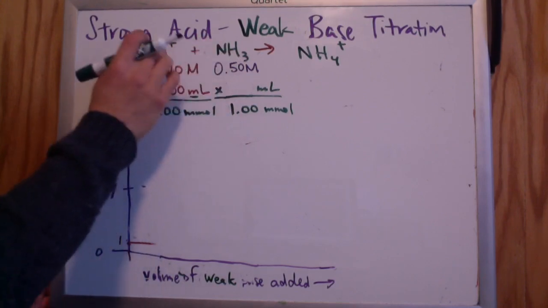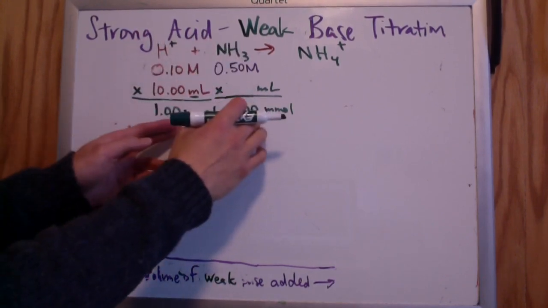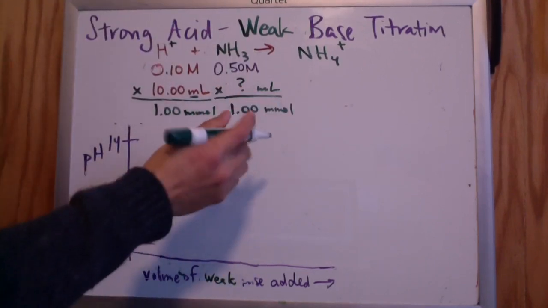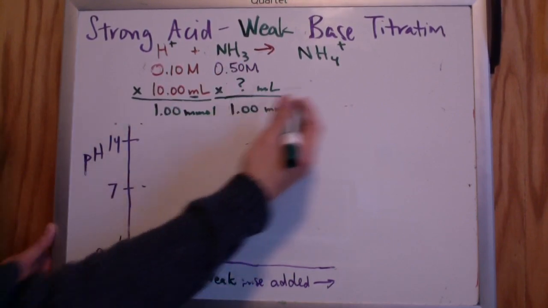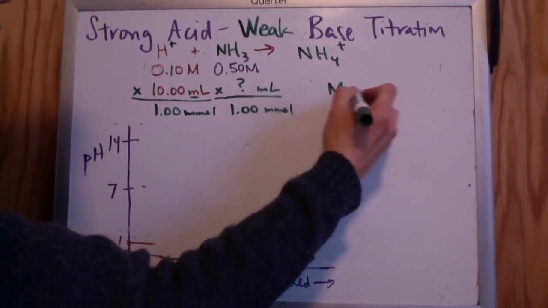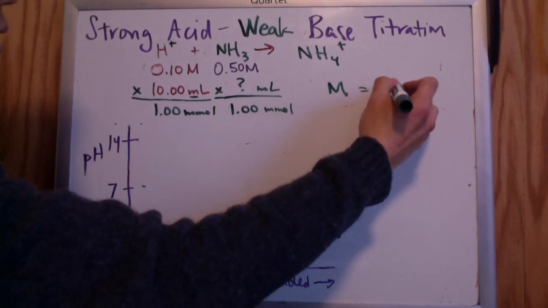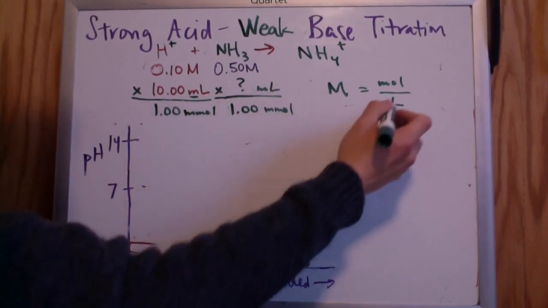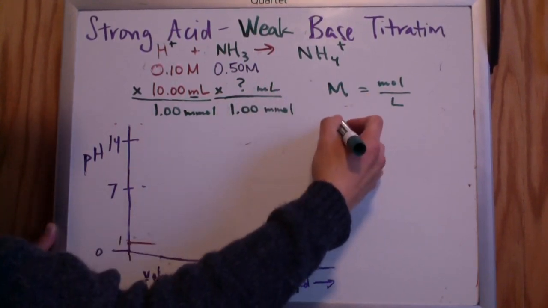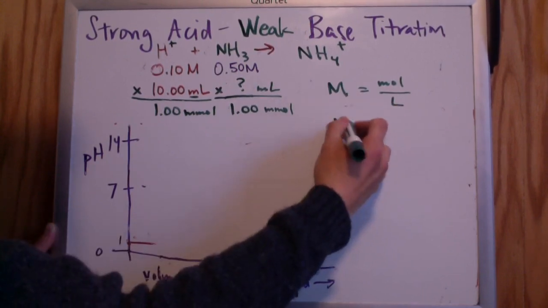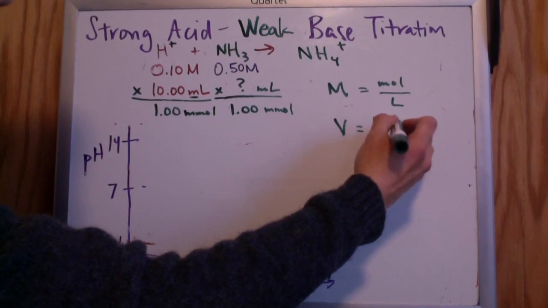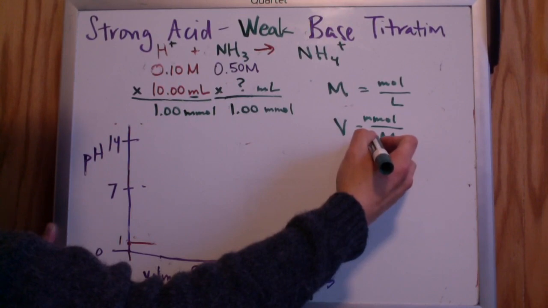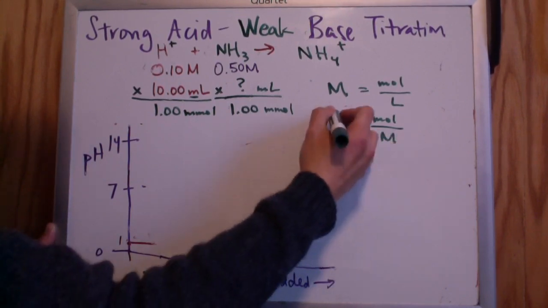And it doesn't matter that it's a strong acid and a weak base. They will completely neutralize because of stoichiometry. Now, we want to find the volume in milliliters. Like we did yesterday, the molarity equals the moles divided by the liters. So if we want the volume, these would switch up. The volume would equal the moles divided by the molarity, or the millimoles divided by the molarity, and then that would be the milliliters.